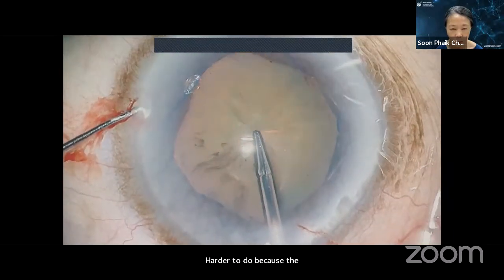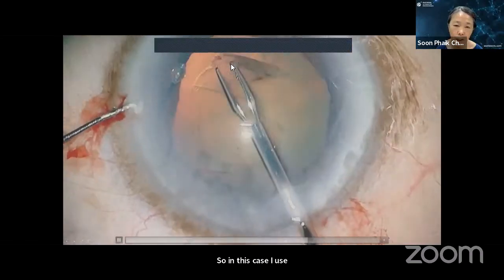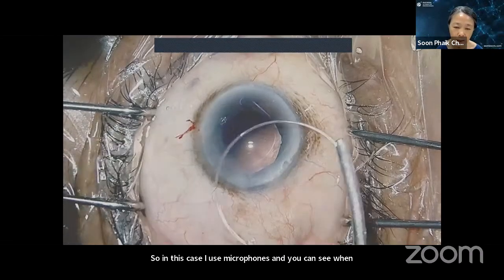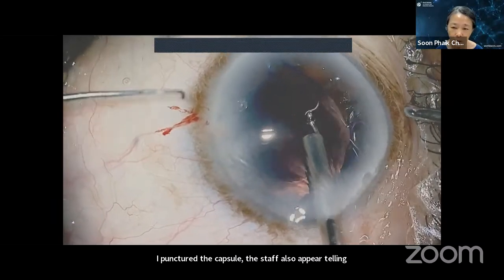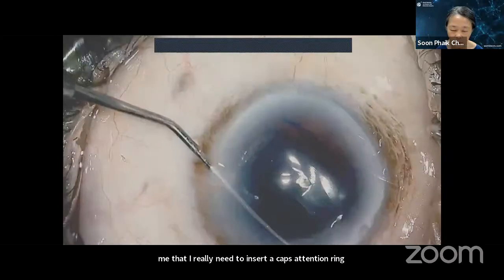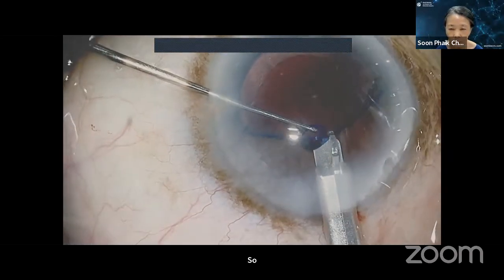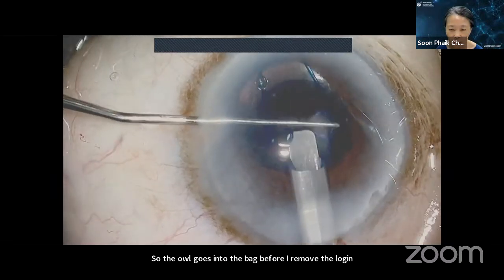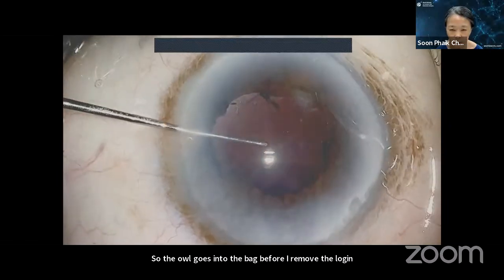So in this case, I use microforceps, and you can see when I punctured the capsule, the staff also appeared, telling me that I really need to insert a capsule tension ring at the end because the zonules are loose, and it's not uncommon in chronically inflamed eyes. So the IOL goes into the bag before I remove the Malugin ring, again retract, compress the lateral scrolls as they come through, and this then comes out quite easily.